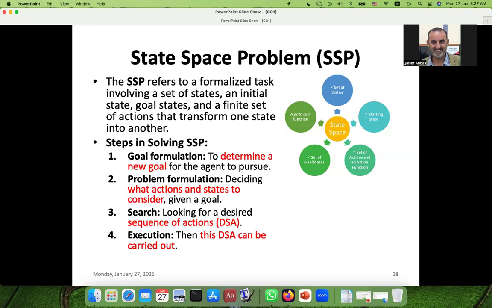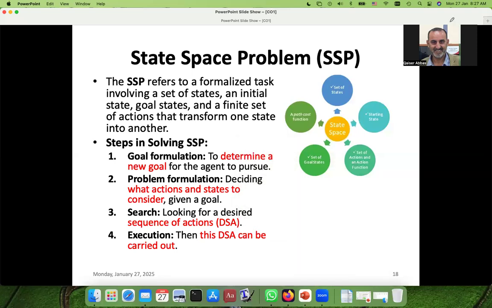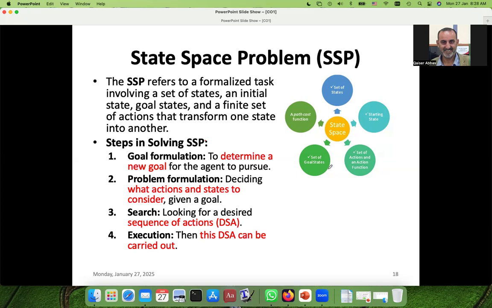Okay, then I think let's start with this topic, state space problem. Previously, we finished with PEAS. PEAS is for performance, environment, actuators, and sensors. And now this is state space problem. So you will read this term in AI, which is state space problem, or shortly SSP.